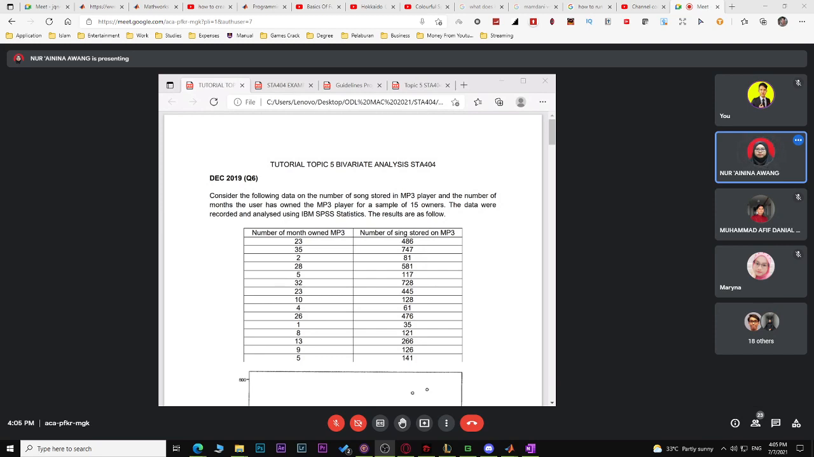kita buat revision. Revision from topic 1 until topic 5. Okay, and then next Thursday, kita buat the last test, the last assessment for test. So the test covers topic 4 and 5 only. Okay, so untuk test next week hanya topic 4 and 5, since untuk yang 1, 2, 3 kita dah cover dekat assignment and also quiz. So untuk next week, test untuk cover topic 4 and 5 only.